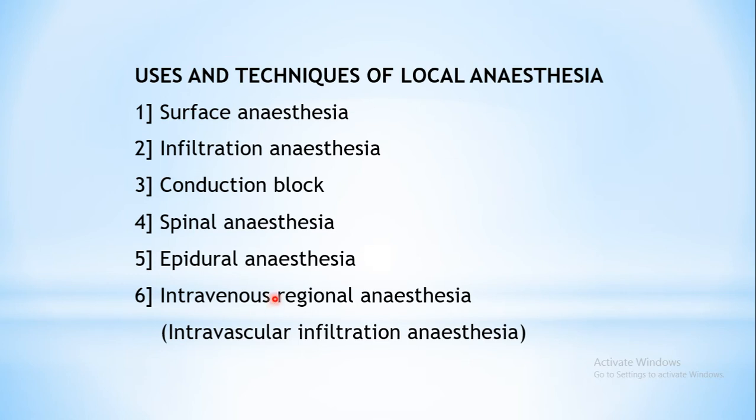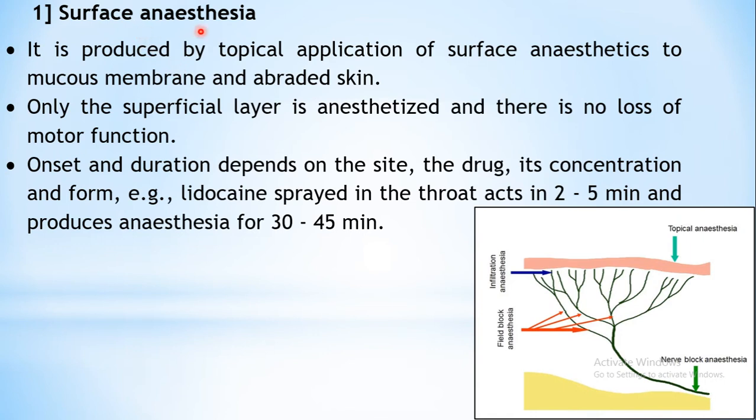So to start with, the first one is surface anesthesia. As the name implies, here you are applying the drug topically. The anesthesia is produced after topical application of the surface anesthetic to either the mucous membrane or the abraded skin. Intact skin cannot be anesthetized by all the local anesthetics we have seen, so it is generally applied either to the mucous membrane or to the abraded skin.